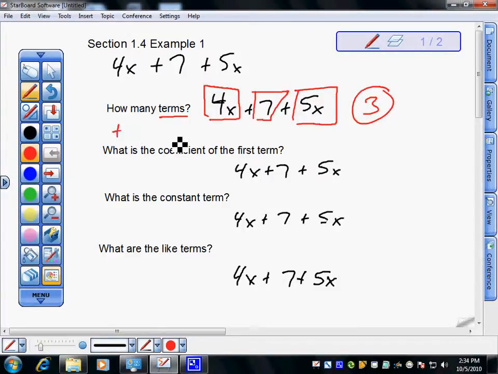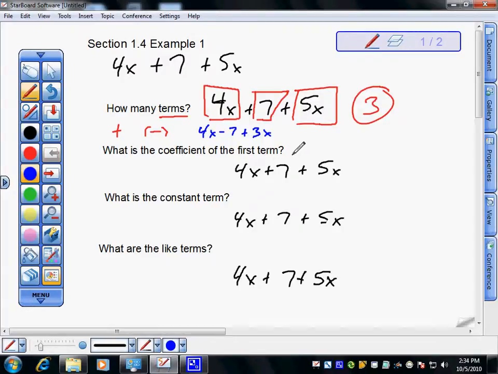Anything separated by a plus or a minus is going to identify a term. Another example would be 4x minus 7 plus 3x, which would have 3 terms, where the 4x is 1. Now this time we pay attention that we have a negative 7 and then a 3x. So anything separated by plus and minus signs makes the terms.